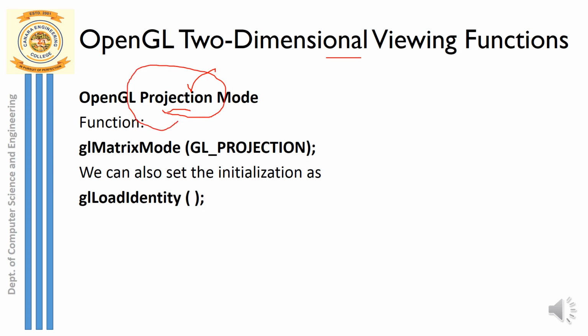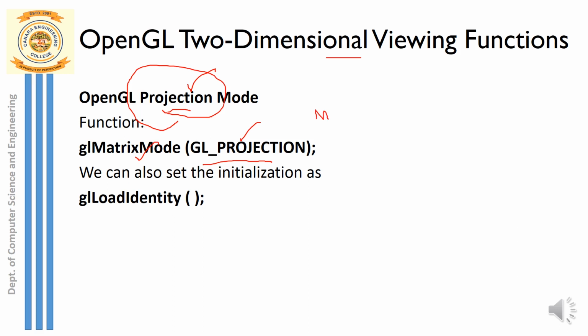The OpenGL function required to set up this projection mode is glMatrixMode, and the parameter that you set here is GL_PROJECTION. Remember, it should be in all caps. So for the matrix mode here, there can be two modes. The first mode is model view mode.